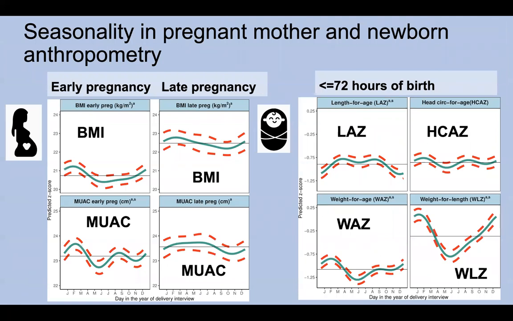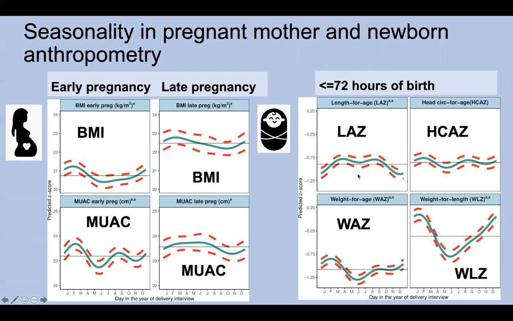So how do all of these seasonal effects of eating and heat stress and workload transmute into the size of mothers in early and late pregnancy? Well, in early pregnancy, MUAC and BMI seem to differ somewhat, and variability was higher in the MUAC in early pregnancy. But in late pregnancy, they seem to track each other pretty well. And we found that women were thinnest around the food insecure season of September, October.